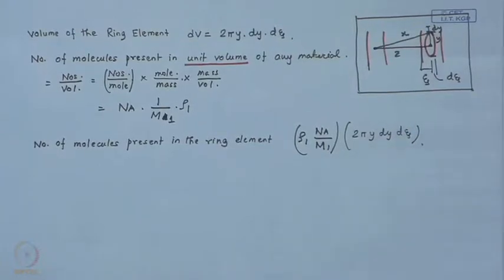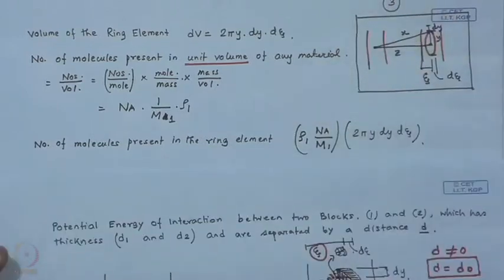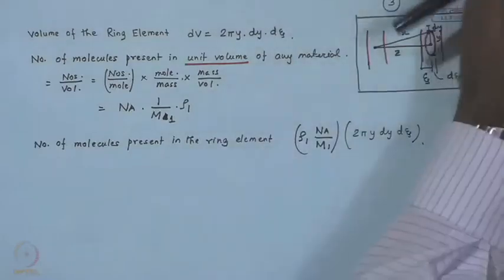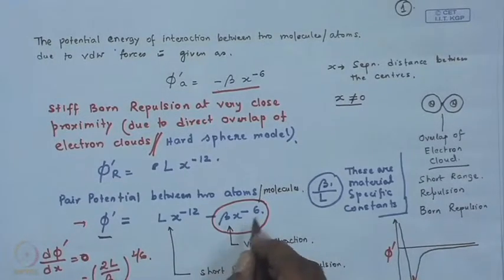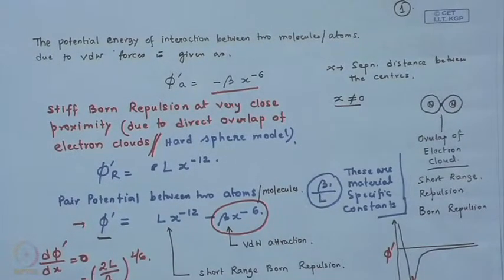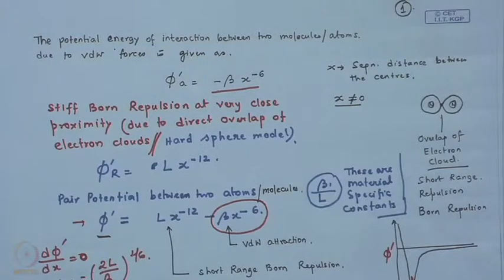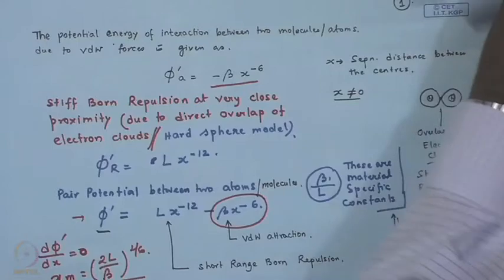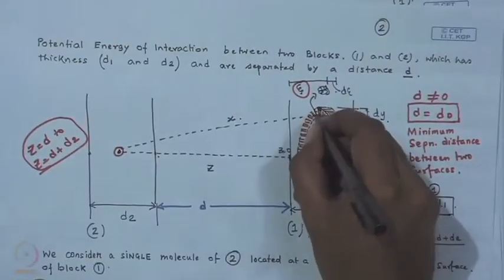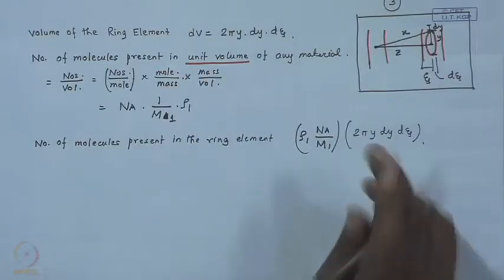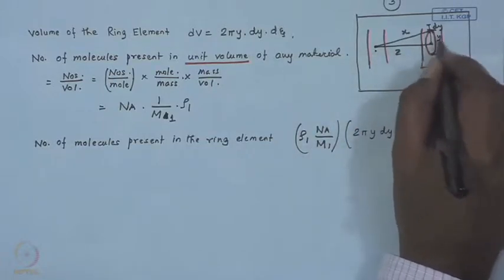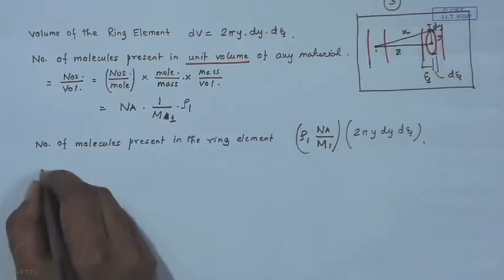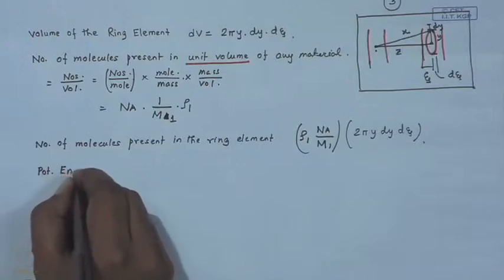Now, we know that the attractive interaction between two molecules is beta into x to the power minus 6. Here the separation distance we have considered is x. So, any molecule we consider which belongs to this ring is at a separation distance of x. So, the potential energy of interaction between this particular molecule and any molecule present in this ring is, I will write it down without using any symbol.